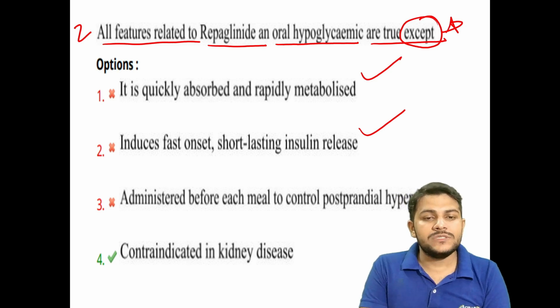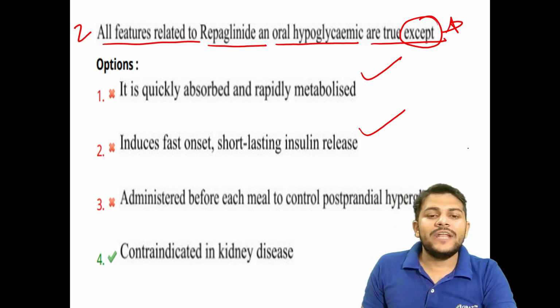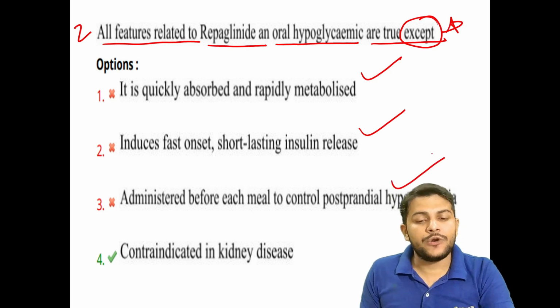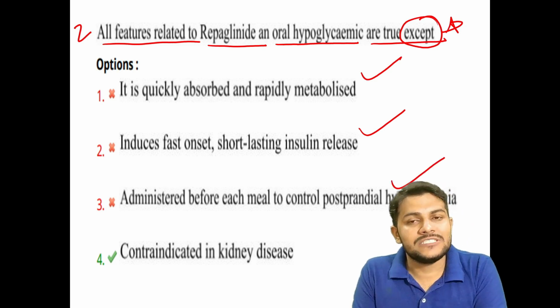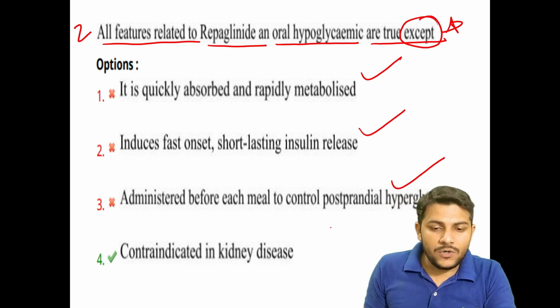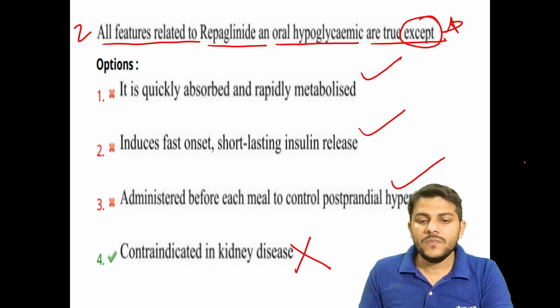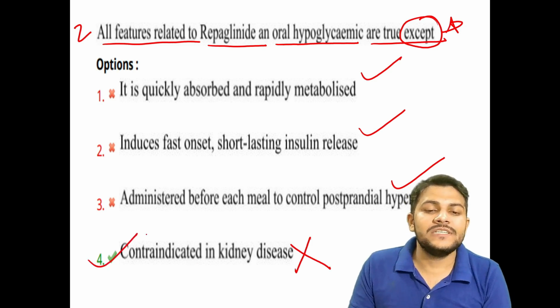Another drug from the same category is nateglinide. So nateglinide and repaglinide are used to control postprandial hyperglycemia. Next we have contraindication in kidney disease. There is no contraindication of repaglinide in kidney disease, so this is the wrong option. Or we can say this is the correct answer, since this statement is not appropriate for repaglinide.